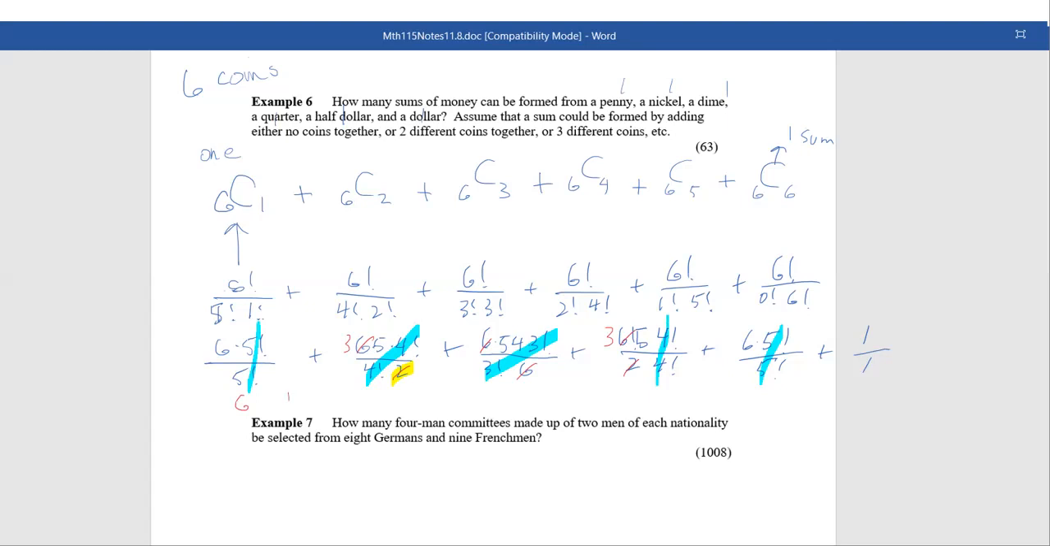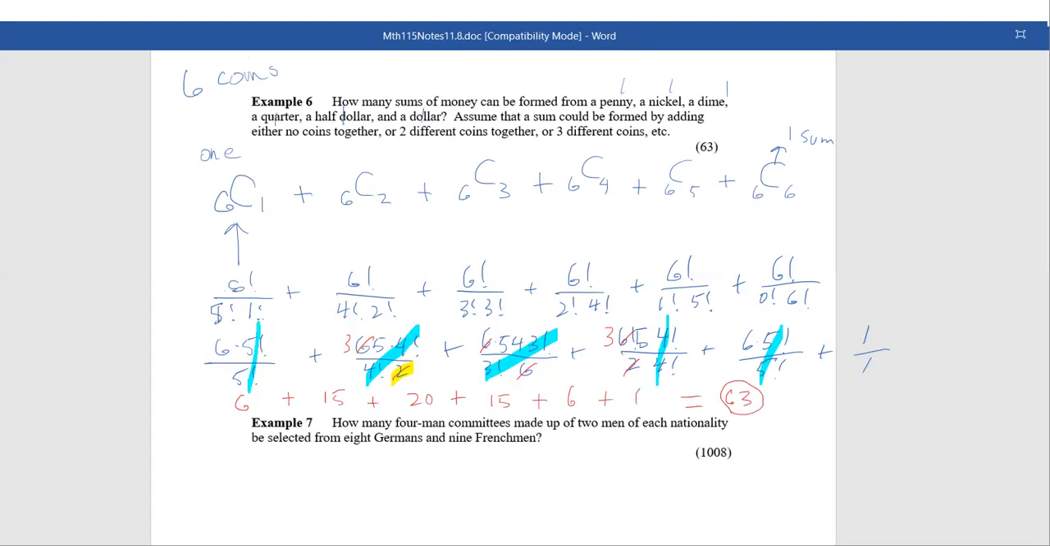We got a 6 plus 15 and 20. And in here, what do we have? 3 times 5 is 15, another 15. And then over here we got another 6, and then plus a 1. All right, add them up. What do we got? 21, 41, 56, 62, 63. So there are 63 different possible sums you could make with those 6 coins.